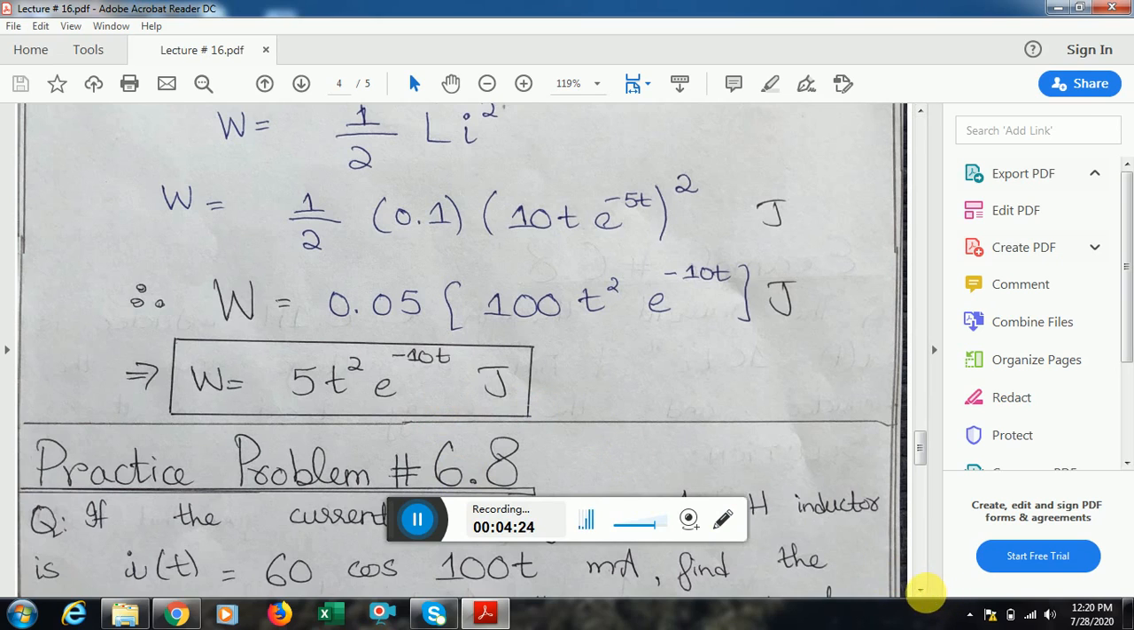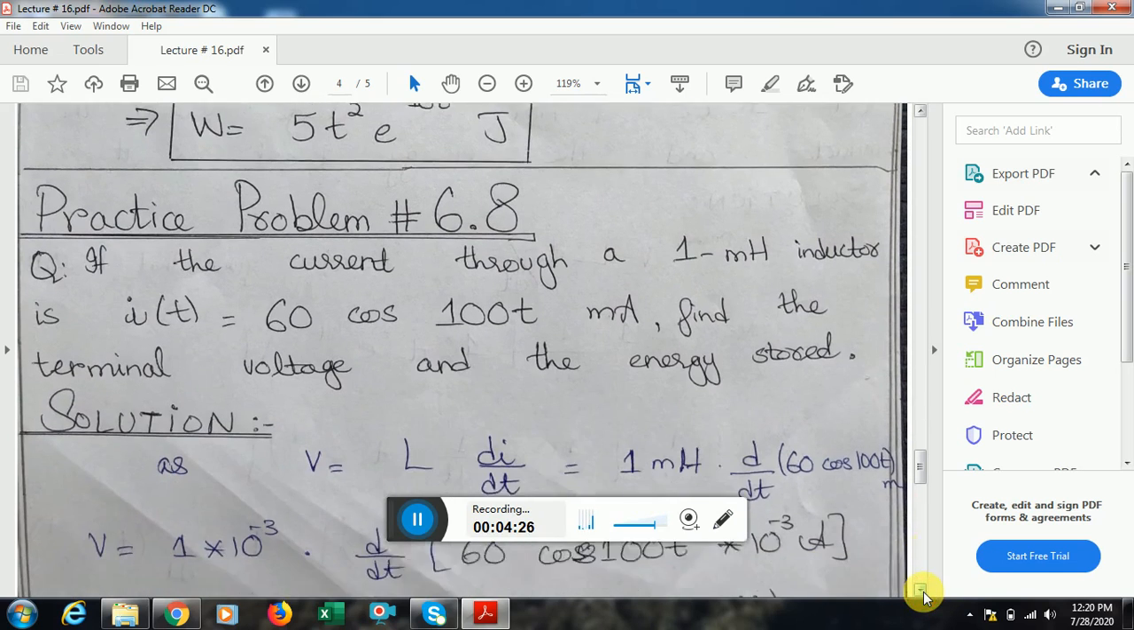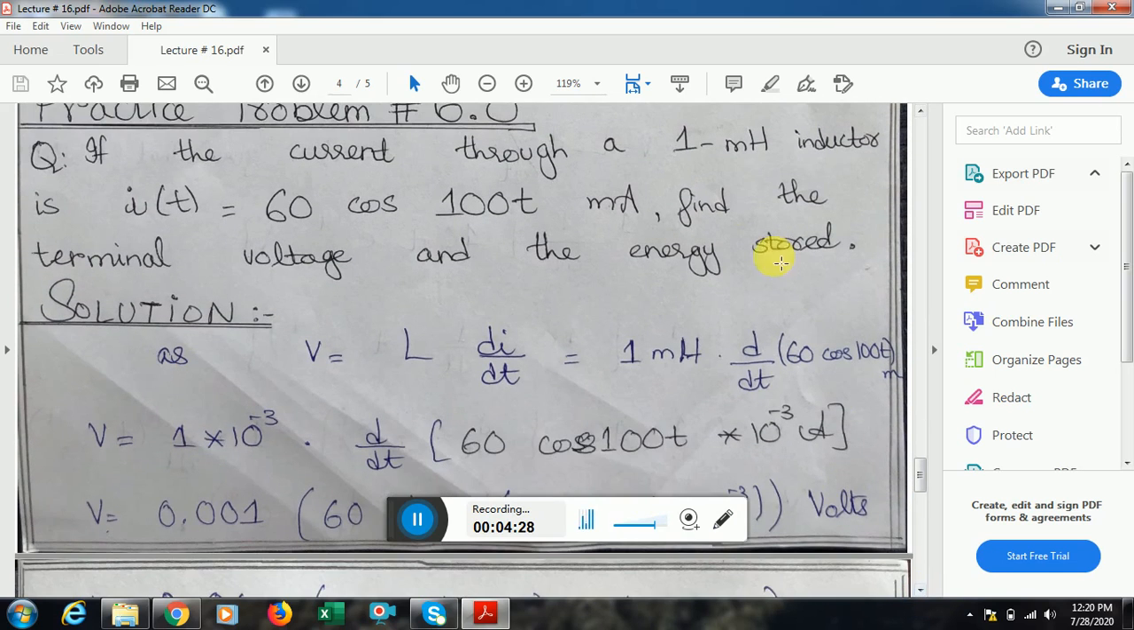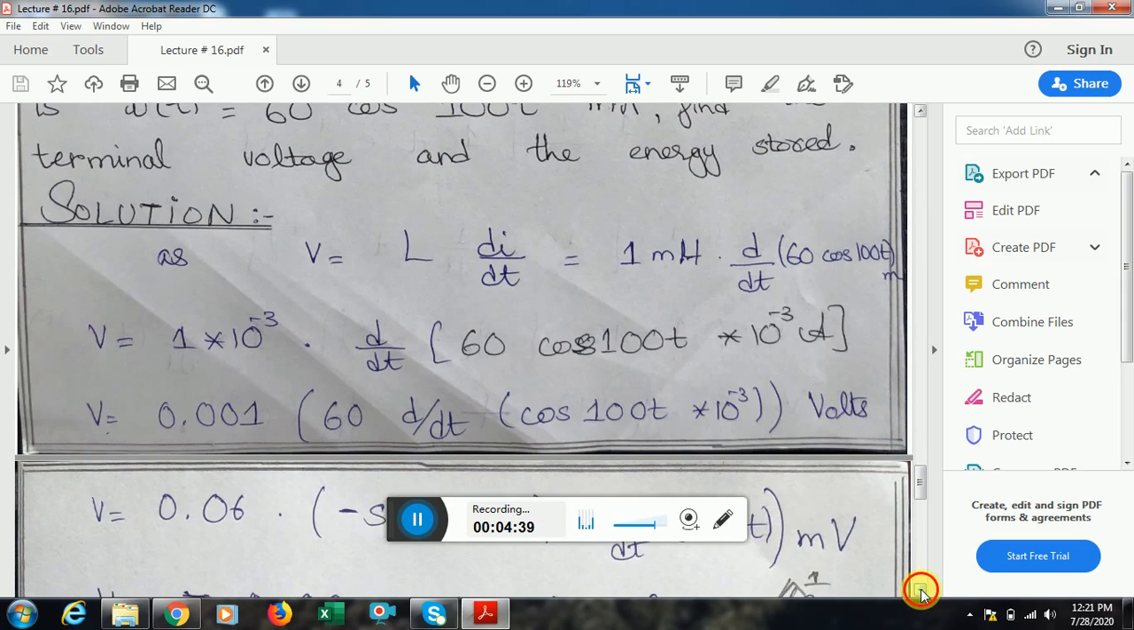Now moving on to practice problem 6.8, which is quite similar to this. We are given the value of inductance and the current value, and as before, we have to find the terminal voltage across this inductor and the energy stored in it. We insert the given values, and it was millihenry, so I used 1 millihenry. Milli is 10 raised to power minus 3. Over here it was also milliampere, so instead of milli we write 10 raised to power minus 3.